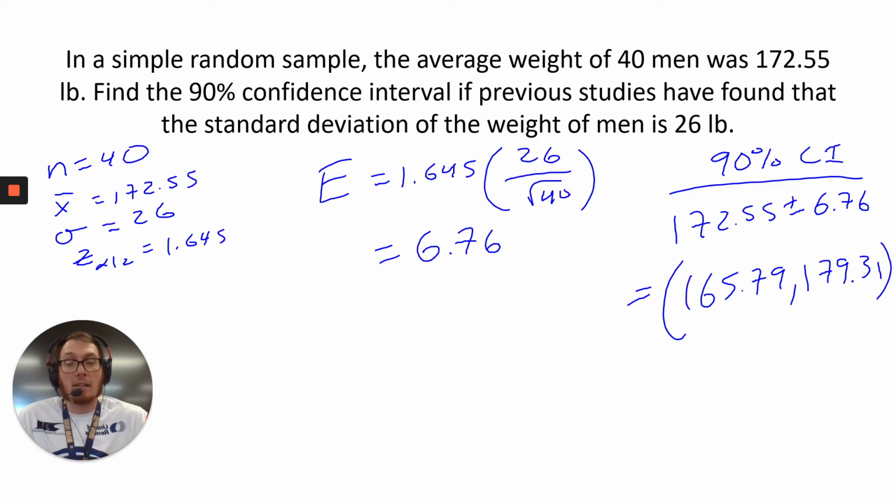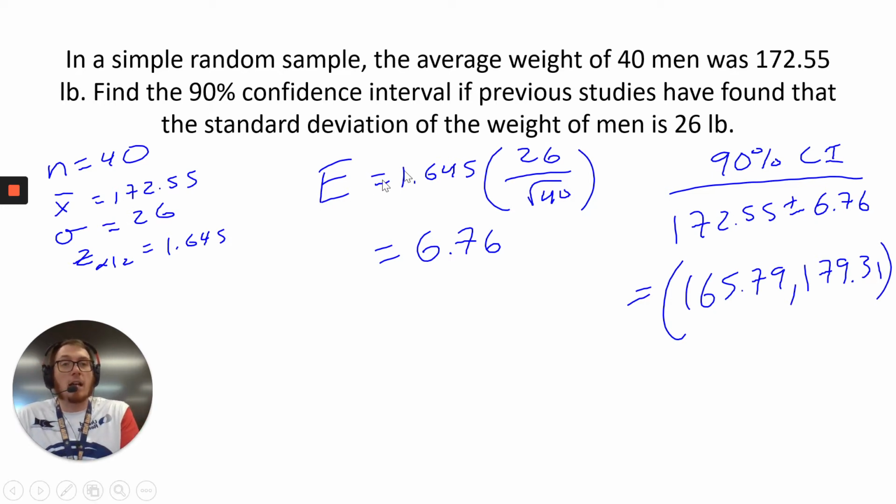And then the z-score, since it's 90% confidence, would be 1.645. I find the margin of error, take the z-score times the standard deviation divided by the root of 40. I get 6.76. Notice here for this question, n is 40, so that's a good sign. I can do this idea. And it doesn't say if there's a normal distribution here, so it's important that we had at least 30 in our data set.